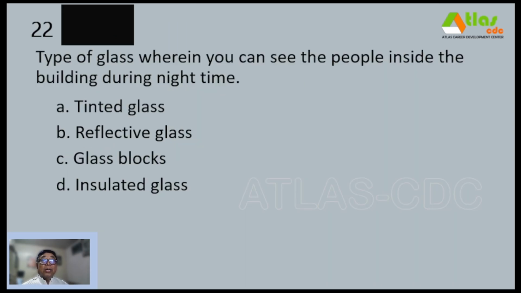22. What type of glass wherein you can see the people inside the building during nighttime? A. Tinted glass. B. Reflective glass. C. Glass blocks. And D. Insulated glass.